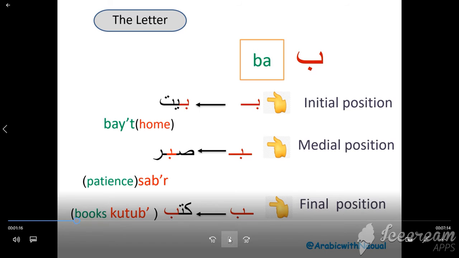The letter Ba in the initial position is written like in the word بيت, in the medial position like in the word صبر, in the final position like in the word كتب.